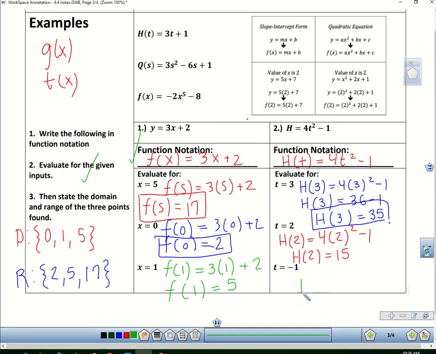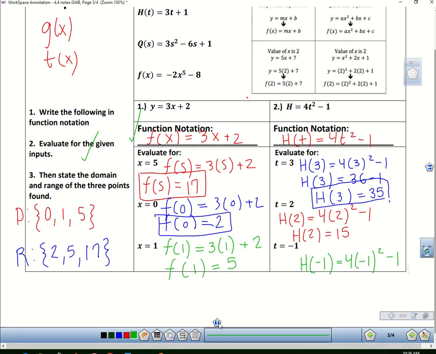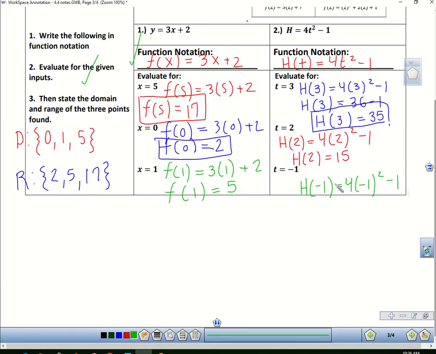And then the last one, h of negative 1, is equal to 4 times negative 1 squared minus 1. What's negative 1 to the second power? It would be a positive 1, right? Because a negative times a negative is a positive.